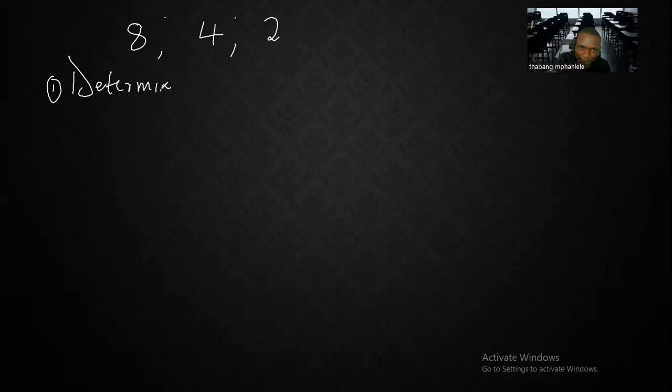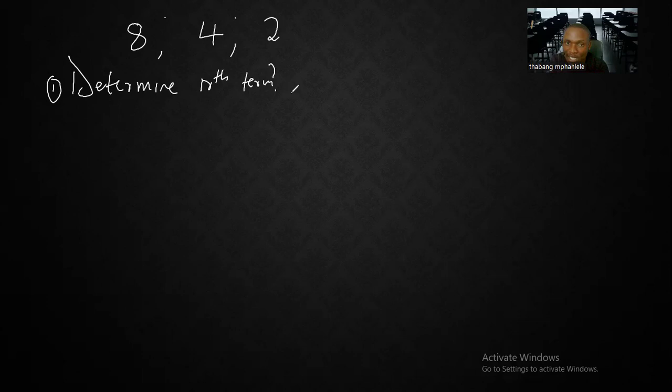So let's say we've got the sequence 8, 4, 2. So you are given three terms of the sequence. And what does the question want? They are saying determine the nth term. So determine the nth term. They are looking for the general term. So let's solve this problem. Determine the general term of this sequence, 8, 4, 2.